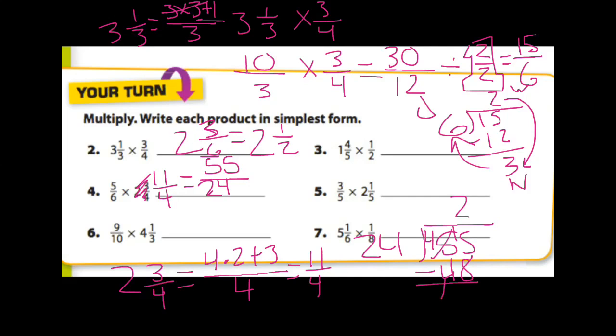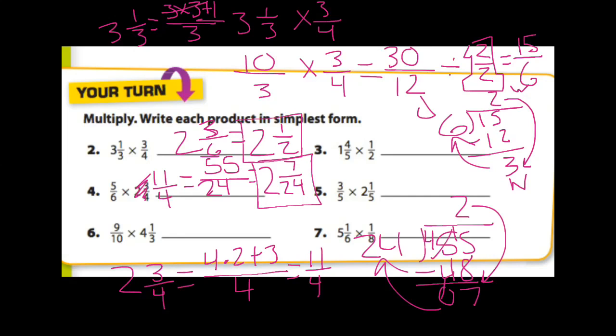Borrow from the 5. Carry to the other 5. 15 minus 8 is 7. 4 minus 4 is 0. So my answer, if I recycle and reuse, is 2 7/24. So I'm going to go ahead and box in 2 7/24 and 2 1/2.